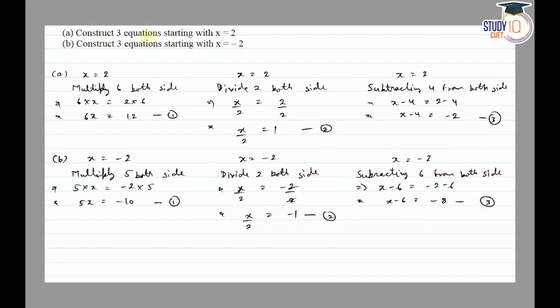So construct three equations starting with this and three equations starting with x equal to minus 2. So ये three equations हो जाएंगे हमारे पास x equal to 2 के थ्रू, and ये three equations हो जाएंगी x equal to minus 2 के थ्रू.